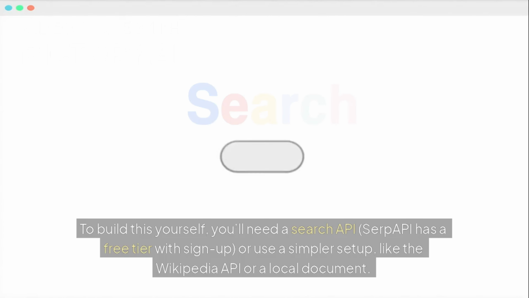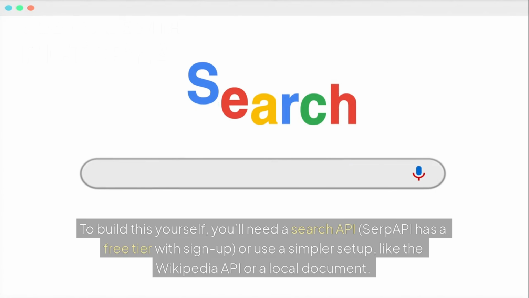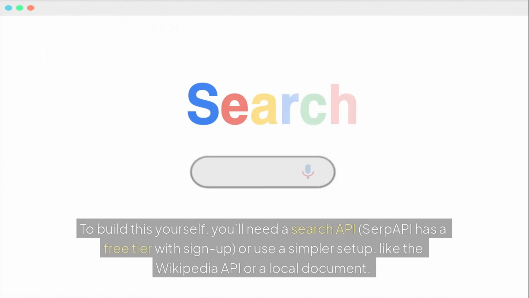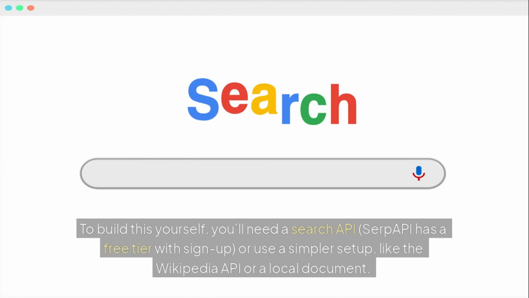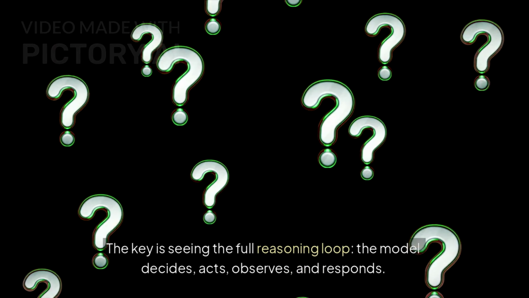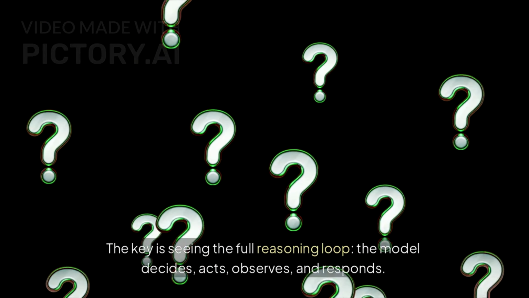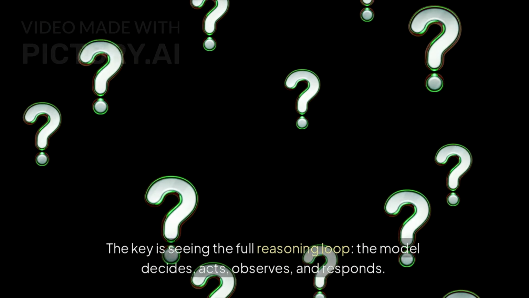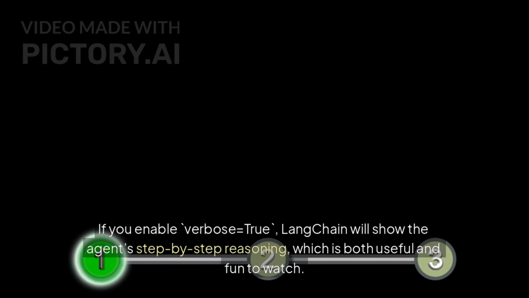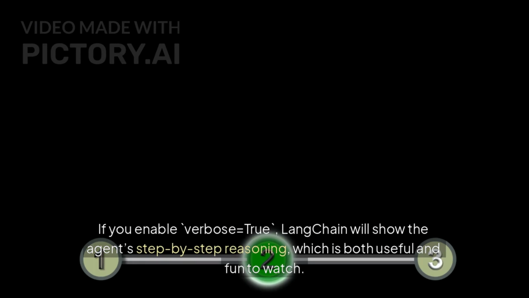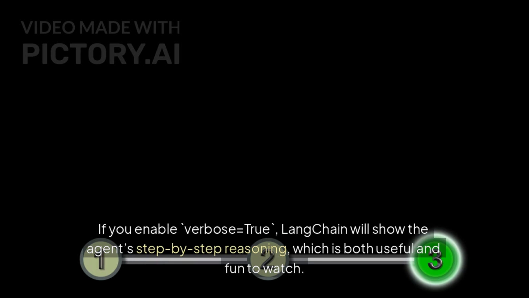To build this yourself, you'll need a search API. SERP API has a free tier with sign-up, or use a simpler setup, like the Wikipedia API or a local document. The key is seeing the full reasoning loop. The model decides, acts, observes, and responds. If you enable verbose true, LangChain will show the agent's step-by-step reasoning, which is both useful and fun to watch.